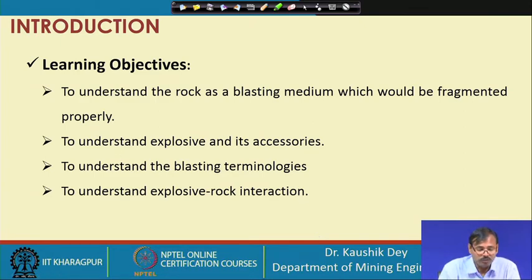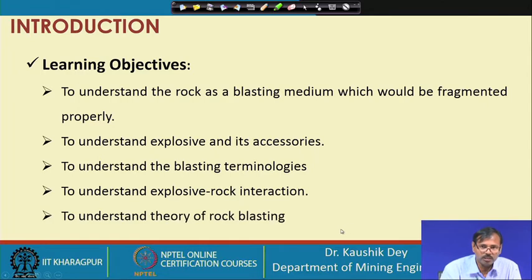Then next, which is very important, and personally I believe without this knowledge an explosive engineer should not be considered an explosive engineer, is the understanding of the explosive rock interaction. That means, the moment explosive generates the seismic waves, the mechanical wave, how that mechanical wave interacts with the rock, how it propagates, how it fragments the rock mass, and how the fragmented rock mass is dispersed or moved from the place. If explosive engineers are unable to understand this, then they cannot be considered competent persons. So, this is a very important objective of this course.